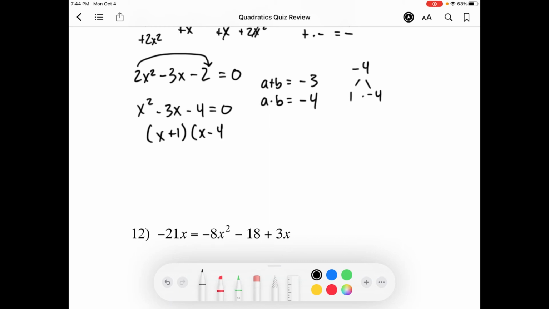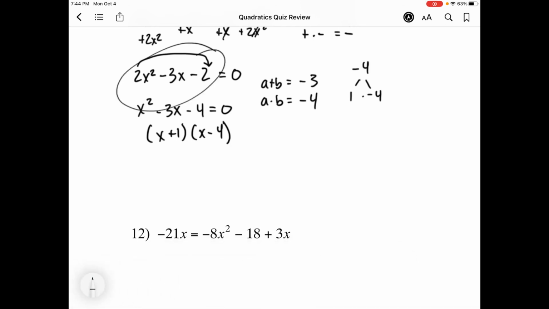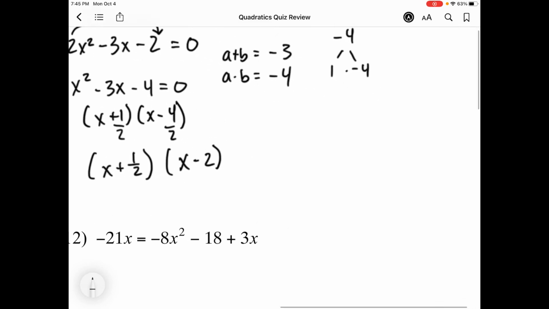And then the last thing we got to do before we solve, since we multiplied by 2 at the beginning, we're going to have to reverse that and divide both by 2, right? That was just temporary. So now I have x plus, I'm going to just keep it as 1/2. 1 divided by 1 is not evenly divisible by 2. And then x, negative 4 divided by 2 is just negative 2. So I'm going to set both of those factors equal to 0.